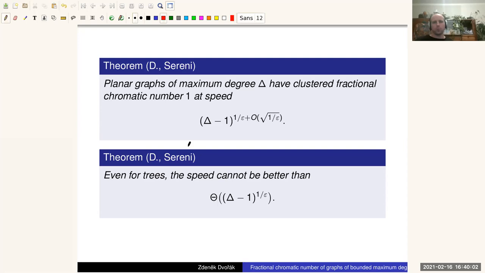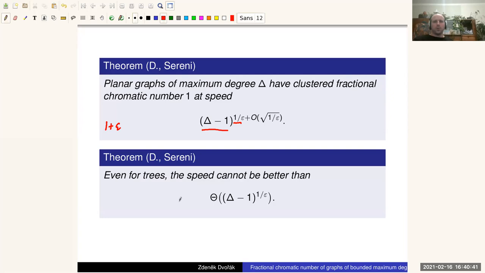So with Jean-Sebastien Sereni, we have shown that to do this fractional coloring using 1 plus epsilon colors, you need to have clusters of size roughly maximum degree minus 1 to 1 over epsilon. And this cannot be improved even for trees. You cannot get smaller clusters.